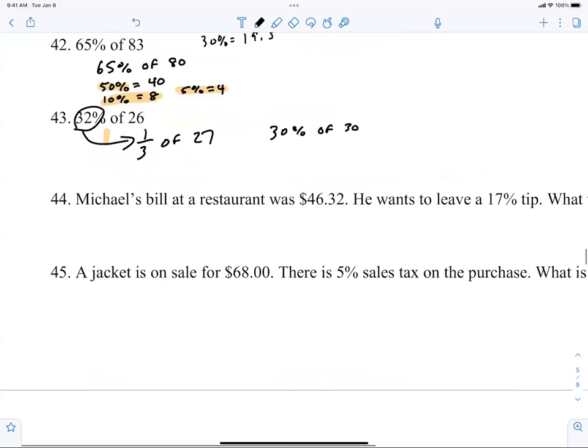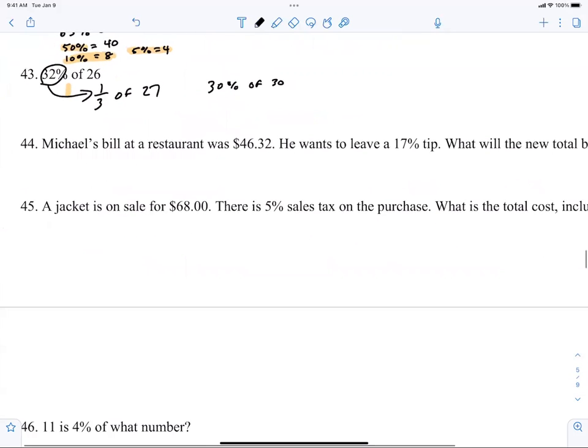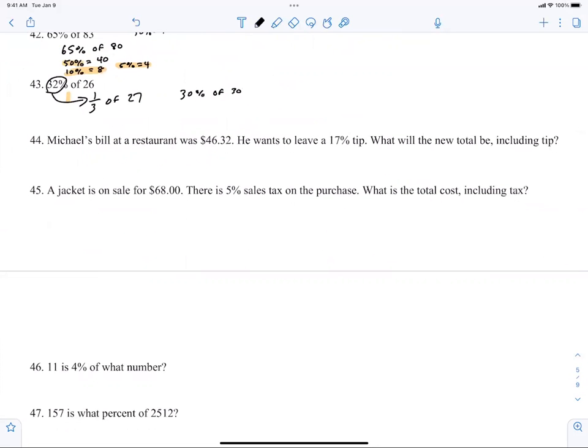All right, now let's talk about this tip. If I want to leave a tip, what's the quickest way I can do this?